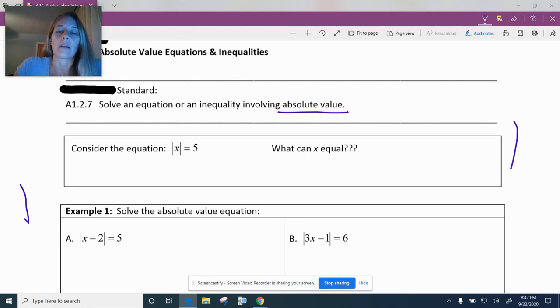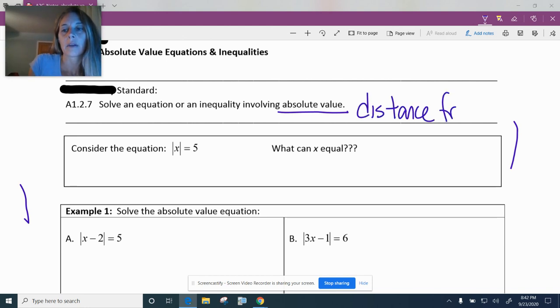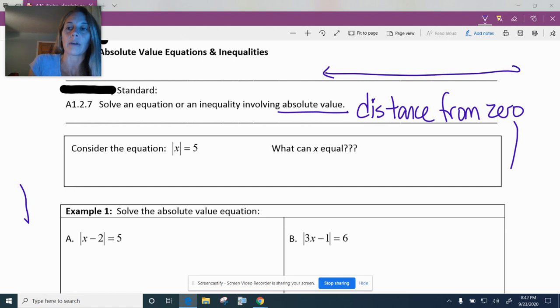When we're talking about absolute value, what we're really talking about is the distance from zero. Now, the key with distances, especially if you think about it on a number line, is that the distance something can be from zero could be a positive number or it could be a negative number. However, the distance would remain the same.